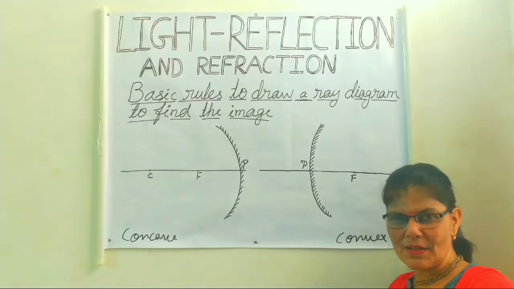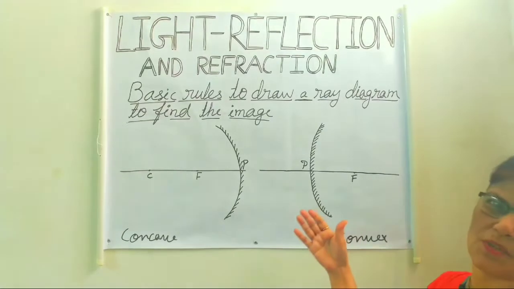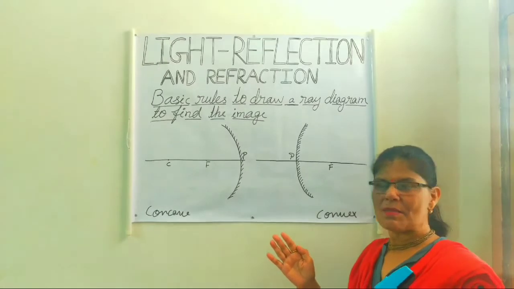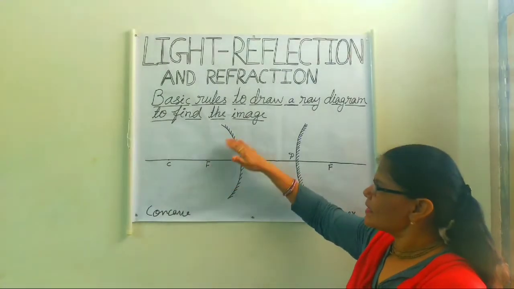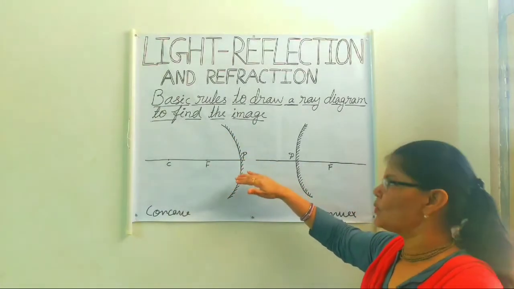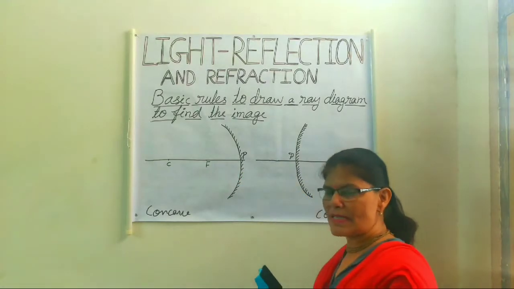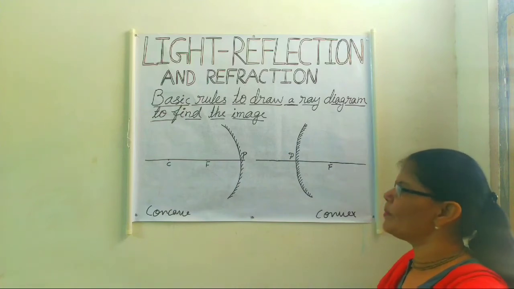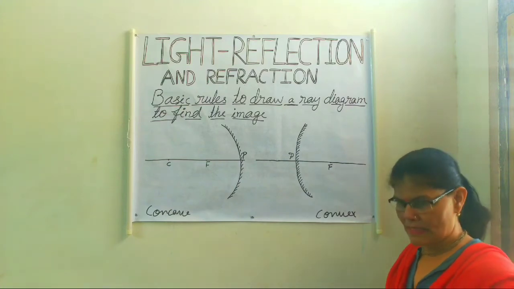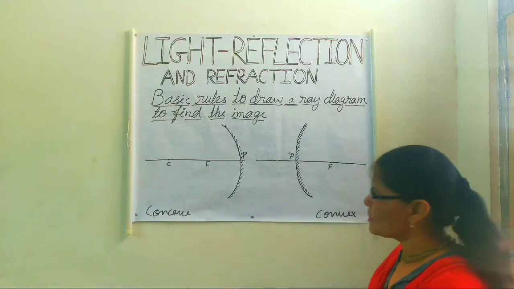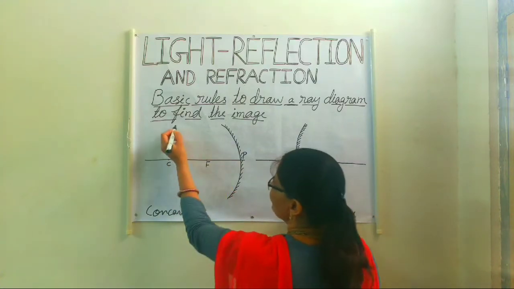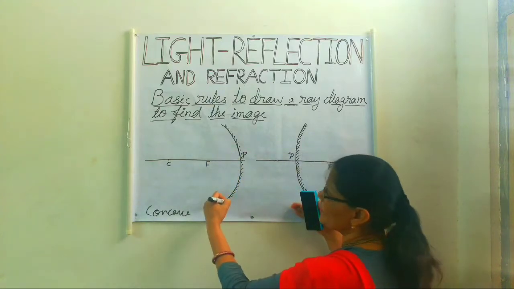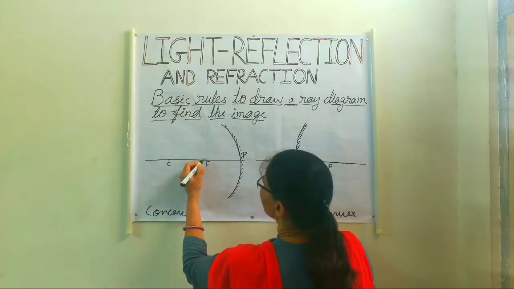The second rule is just the opposite of the first rule. In the first rule, when an incident ray comes parallel to the principal axis, it will pass through the focus. In this rule, when the incident ray passes through the focus, the reflected ray will go parallel to the principal axis. So this is the incident ray we have to draw here. It will pass through the focus and then strike the mirror. In this way we can draw.